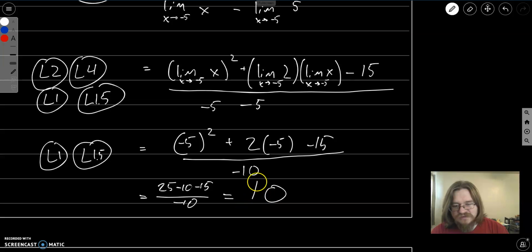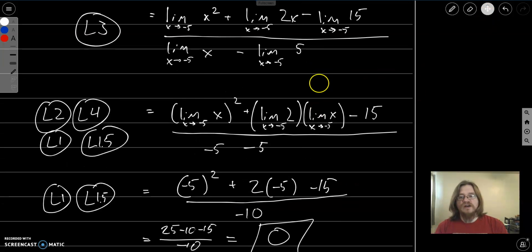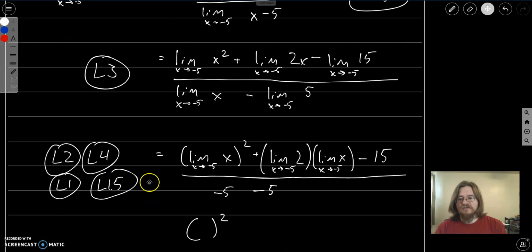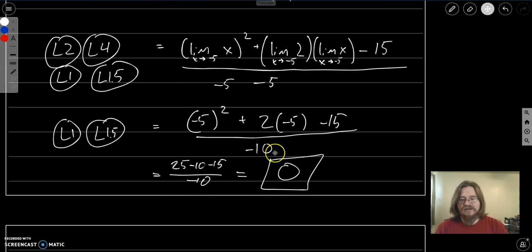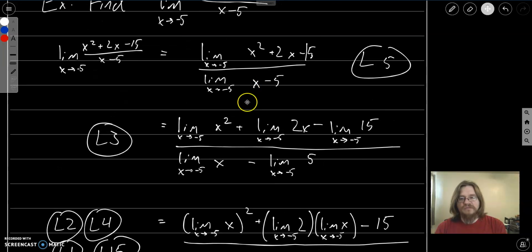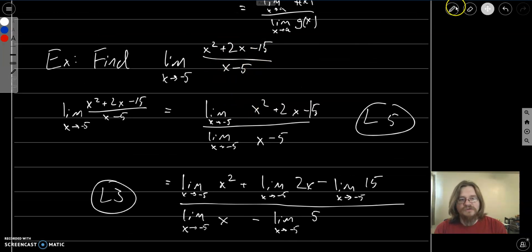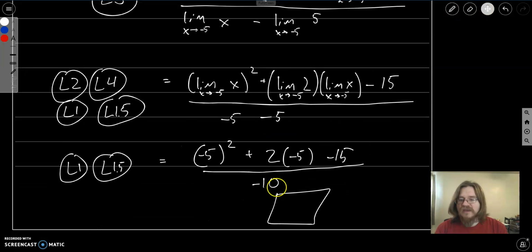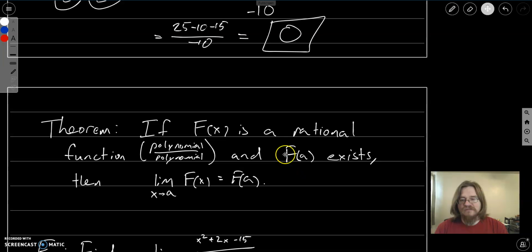-5 squared is 25, minus 10 minus 15, all divided by -10, and our limit is 0. What a coincidence. So we did a lot of work here using all of our properties, and we just got 0. But if we were to come up here and actually study this limit, what you'd notice is that if we plug in -5, we get 0 divided by -10. So why did we have to go through all that work if we could just plug it in? And the answer is we don't have to, or I should say we don't have to anymore.